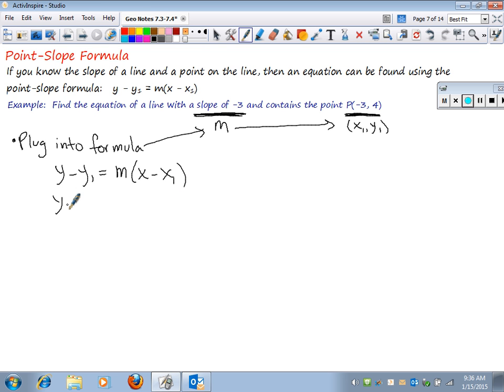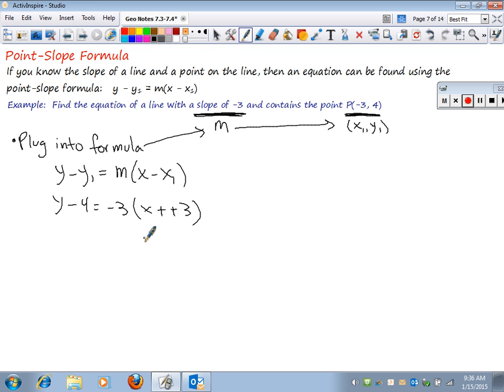So I'm going to put y minus, and what's my y way over there? 4. 4 is my y1. My slope is negative 3. x minus, what's my x1 in that point? Negative 3. You got to be careful because you're going to get a double negative when one of your coordinates is a negative inside of your point. So I'm going to end up with a double negative. I'm going to make them both pluses.